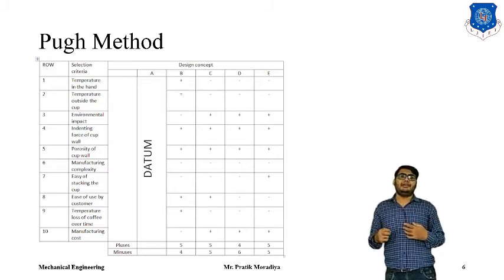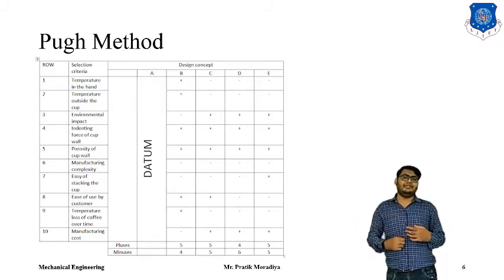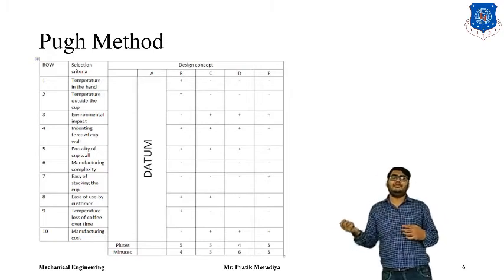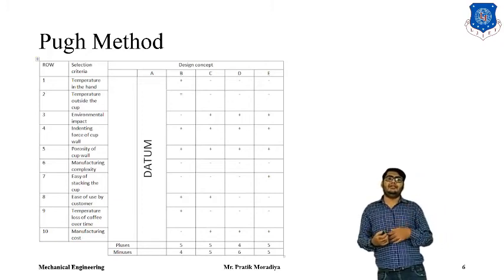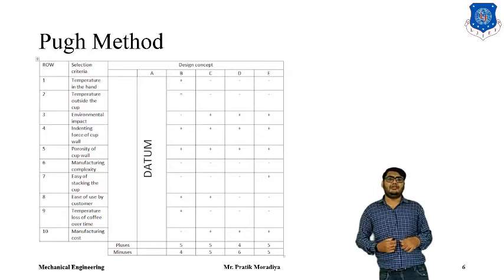But if all the materials have more minuses and fewer pluses, then our datum will be better, because all other materials are less desirable than the datum material. So this is a very simple method.